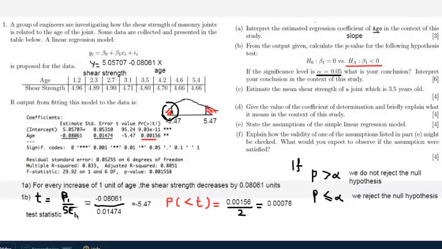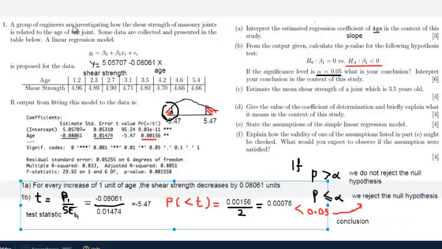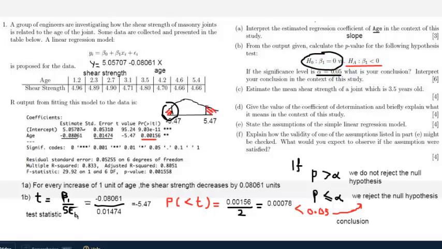In this case, as you can see, the p is 0.0078, which is less than the alpha value of 0.05. So this is much less than 0.05. Hence we would go with, if p is less than or equal to alpha, we reject the null hypothesis. So this would be our conclusion, that we are going to reject the null hypothesis. What was the null hypothesis? This was the null hypothesis.